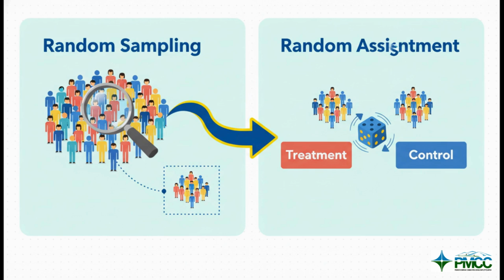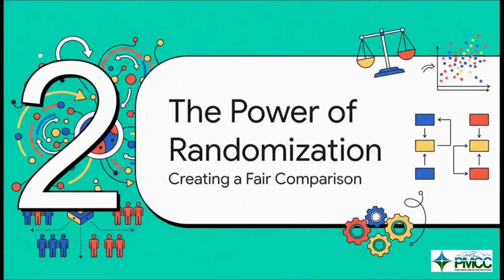Random assignment is what we do next. It's how we sort that sample of people into the treatment and control groups. A good RCT is probably going to use both, but they are 2 very different steps with 2 very different jobs. So what is this magic of randomization I keep talking about?